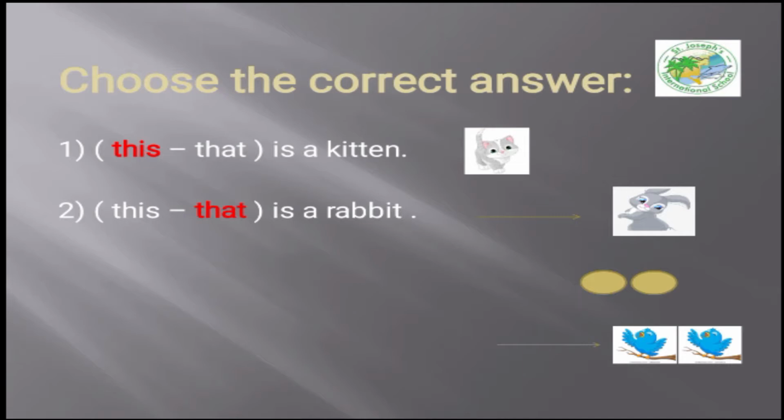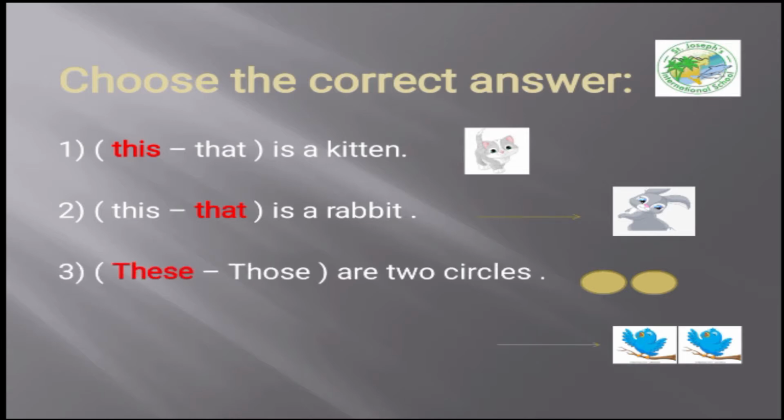And number 2, the picture of the rabbit, it's far from the sentence. So we use that is a rabbit. That, not this. Okay, what about number 3? The 2 circles here are close to the sentence, so we use the word these, not those. These, not those.